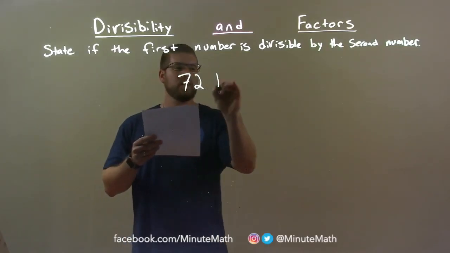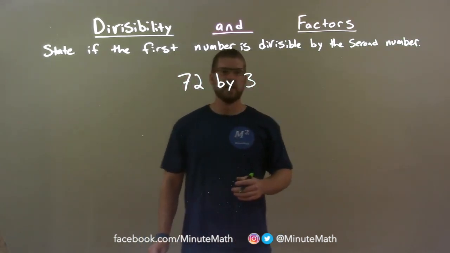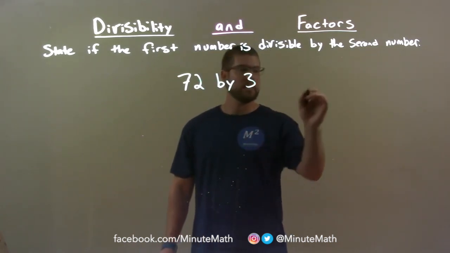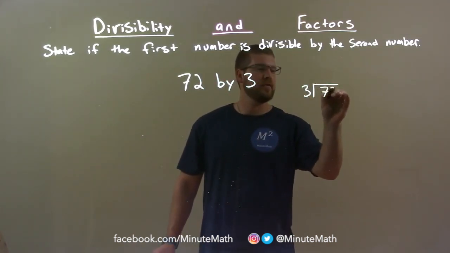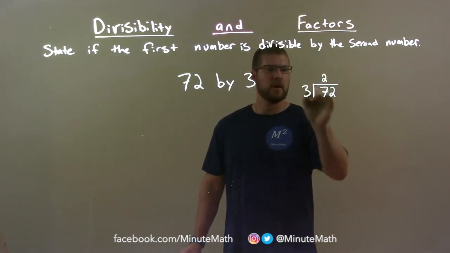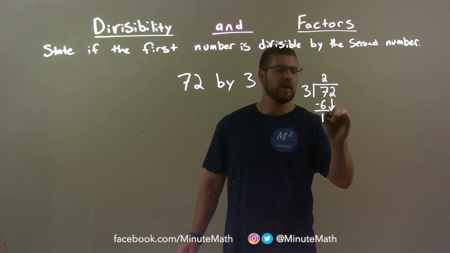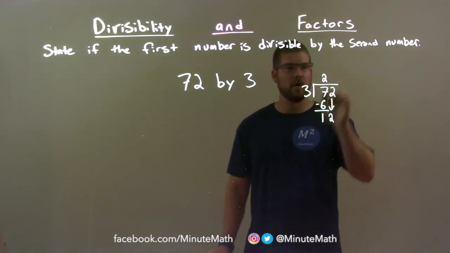Next, 72 by 3. Is 72 divisible by 3? Well, let's check that with long division. Does 3 go into 72 evenly? 3 goes into 7 2 times, because 2 times 3 is 6. Subtract, 7 minus 6 is 1. Bring down the 2. 3 goes into 12 4 times.